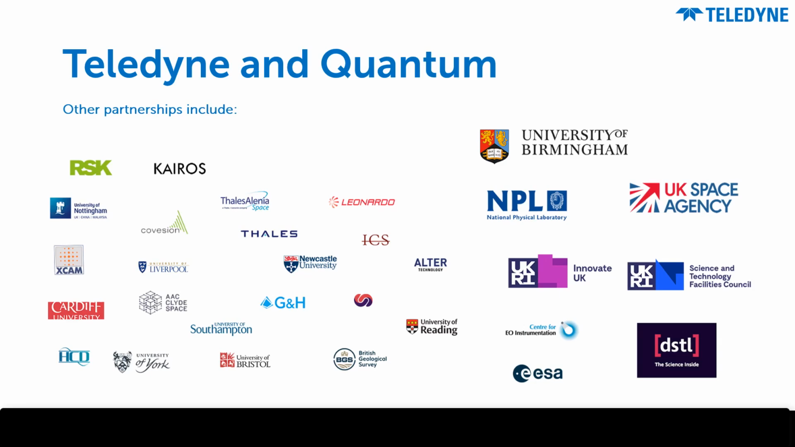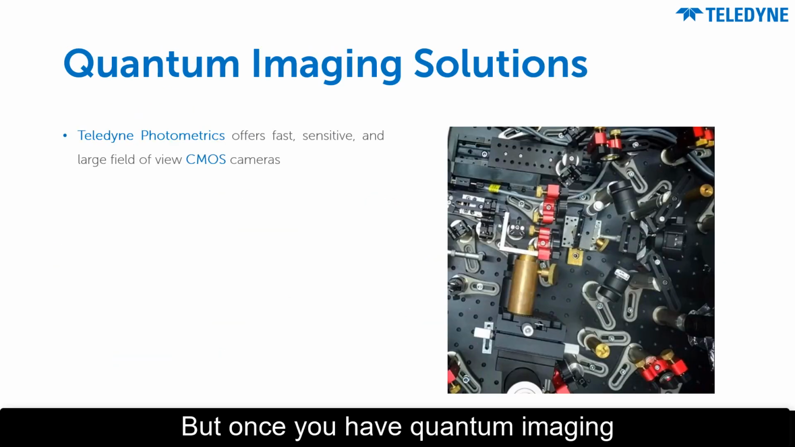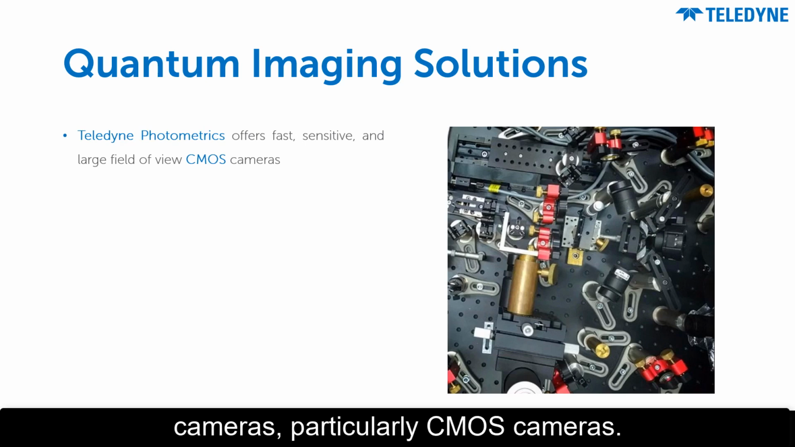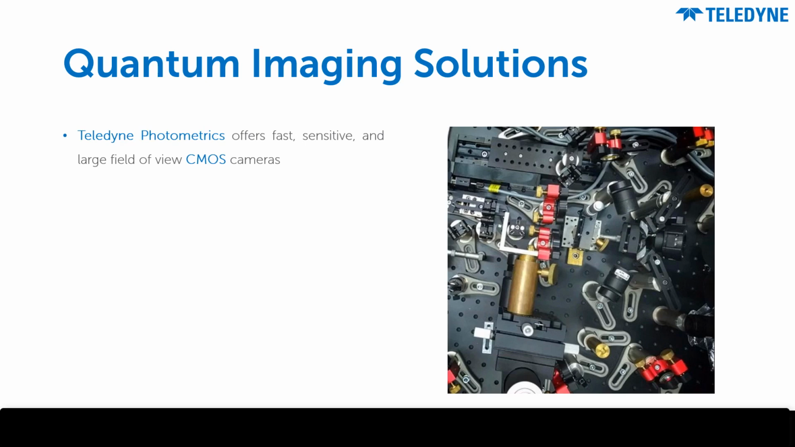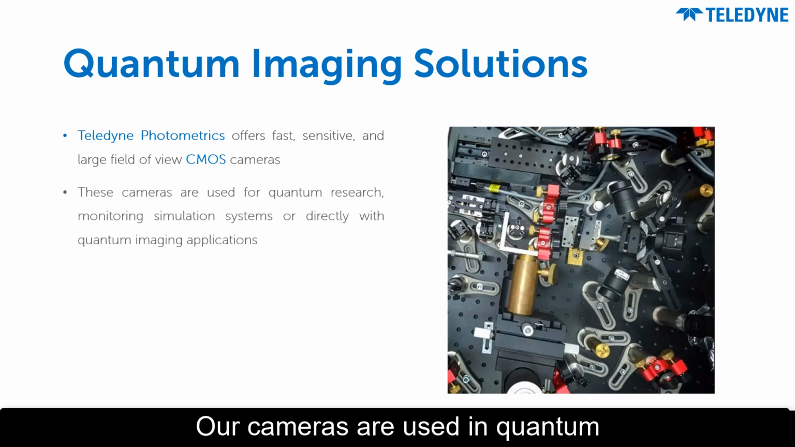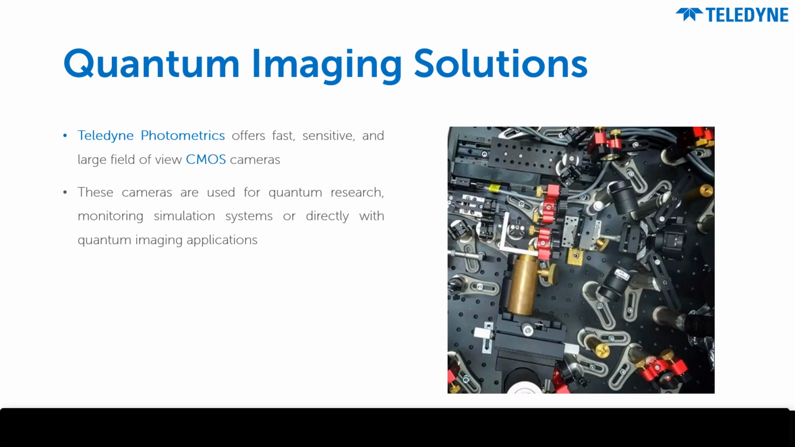But once you have quantum imaging solutions, it's important to be able to pair these with fast, sensitive, and large field of view cameras, particularly CMOS cameras. At Photometrics, this is our speciality. Our cameras are used in quantum research, either monitoring simulation systems or directly used with quantum imaging applications.